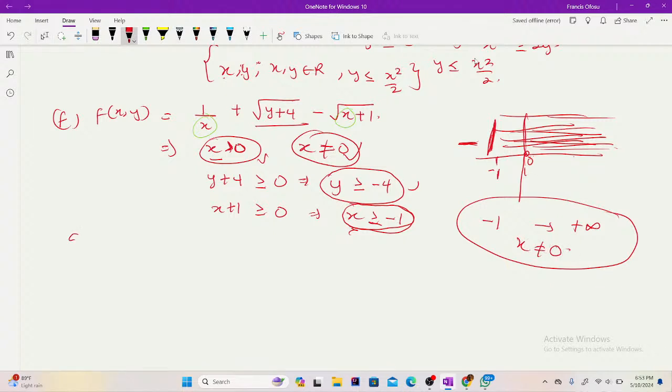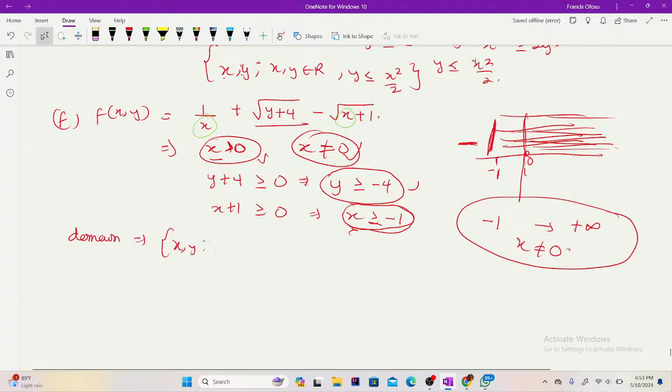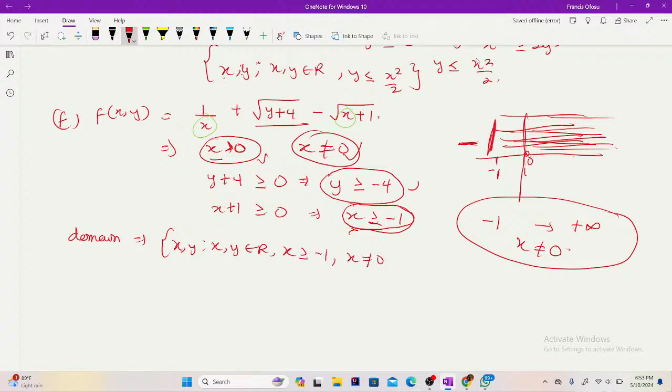So we will write our domain as: we have (x, y), which is a member of all real numbers, such that x is greater than or equal to negative 1, x is not equal to 0, and also y is greater than or equal to negative 4. So this becomes the domain of our function. Our (x, y) is a member of all real numbers, but our x is always greater than or equal to negative 1, our x is not equal to 0, and our y is greater than or equal to negative 4.